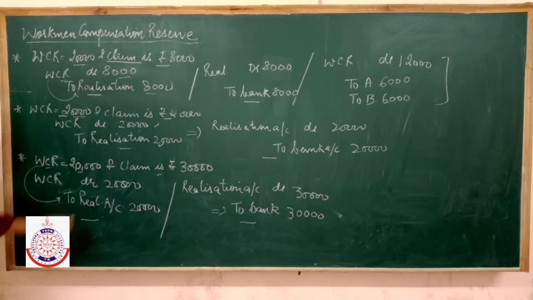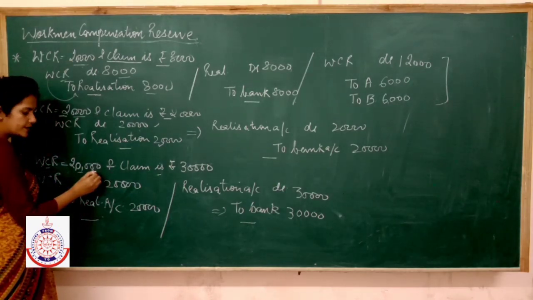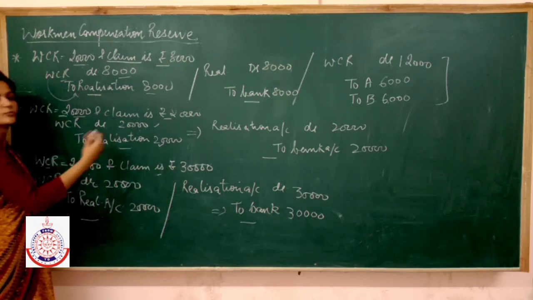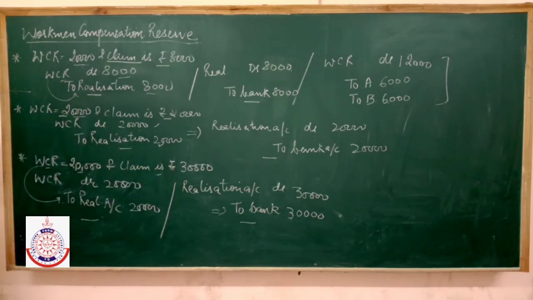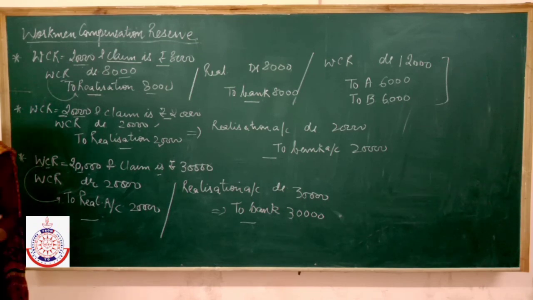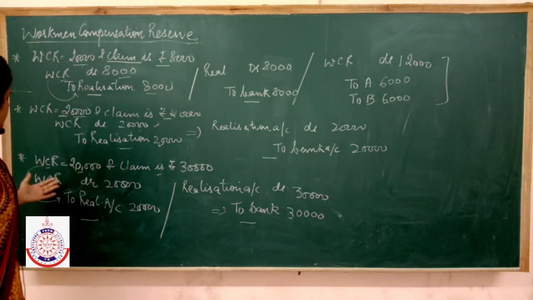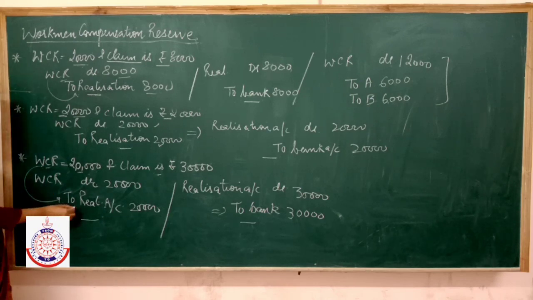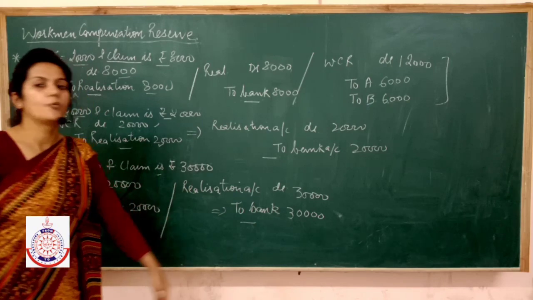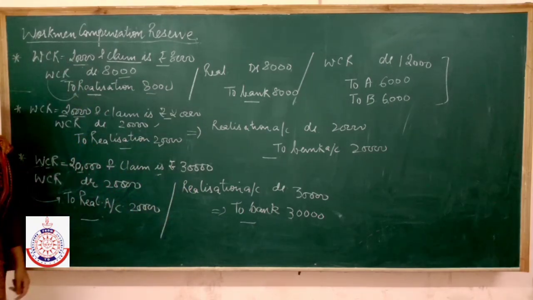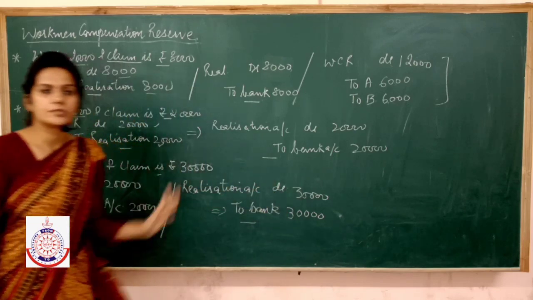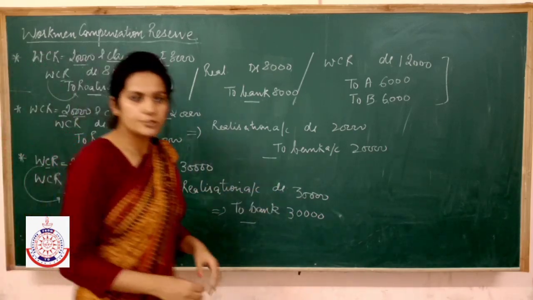In the last case, if the reserve is less than the amount of claim or claim is more than the amount of reserve, then again in this case also nothing will be left for the partners. So transfer the whole amount of Workmen Compensation Reserve to realization account and then pass the entry realization account debited to bank account with the amount of claim 30,000, 30,000. I hope this concept is clear to you.